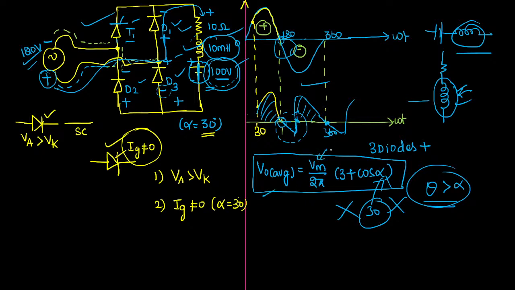Now Vm, you know, will be root 2 times 120. Substitute all the values, and the value of alpha is 36.1 degrees. Substitute that, and you will get the value of V naught average for our question when the RLE load is present.